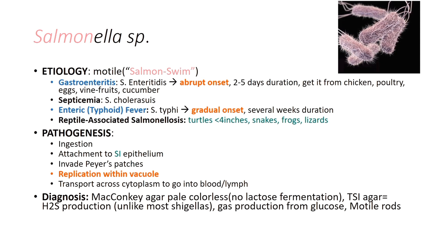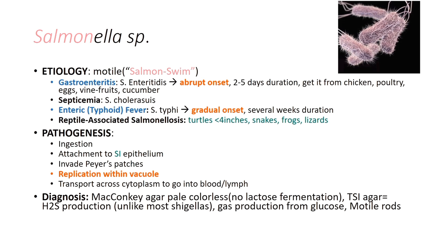This is something you're going to find with turtles that are less than 4 inches in size, which is why they are banned in the United States. We also have snakes, frogs, and lizards you can get this from. So ask what their pet is. Do you have a snake? Do you have a lizard, right? If that comes up in the stem, be thinking of salmonella. If you see a turtle, a snake, a frog, a lizard, some sort of reptile, be thinking of salmonella, okay?